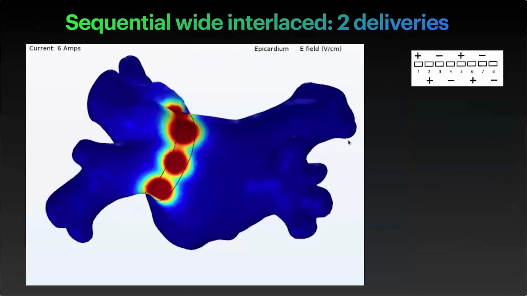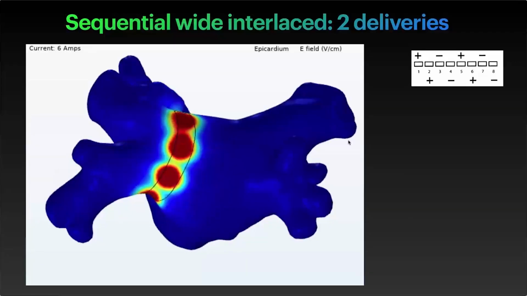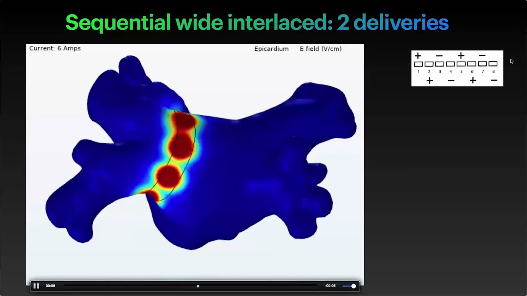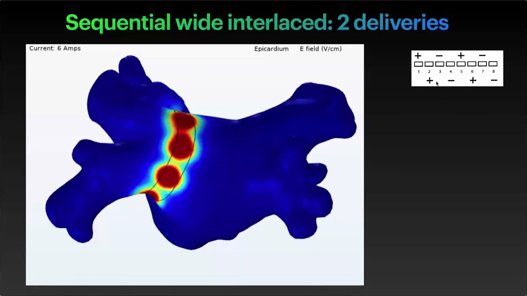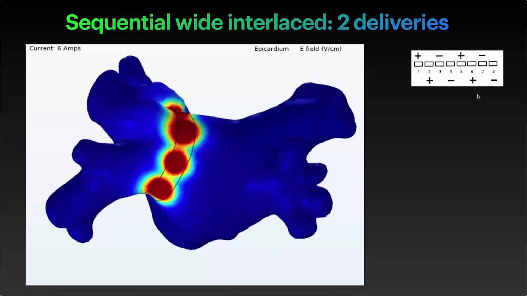This is how the sequential wide interlaced system works. It's 2 deliveries. You can see the scheme here. The first delivery is on the top, then you shift it to the next set of electrodes as shown here.